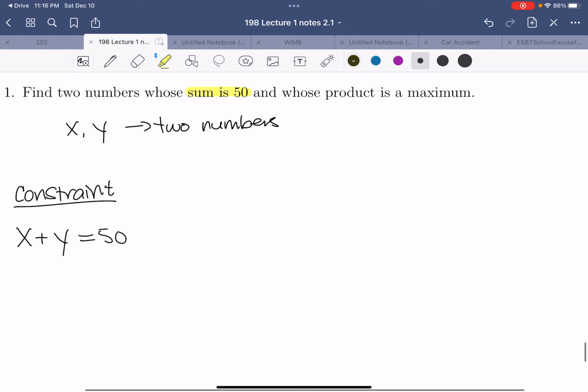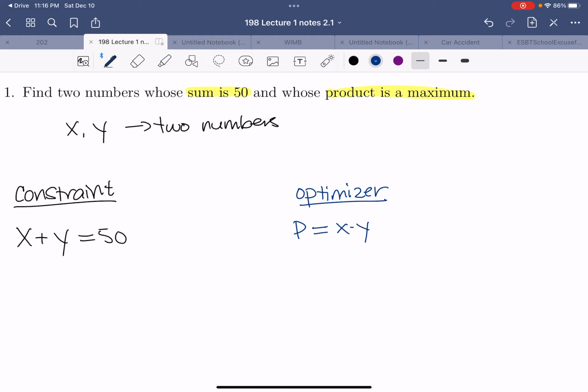And then I'm going to take this other piece where it says their product is a maximum. And the thing that I want to maximize is my optimizer. Right? I want to find the optimum value, in this case, the max of the product. And the product of those two numbers is x times y.